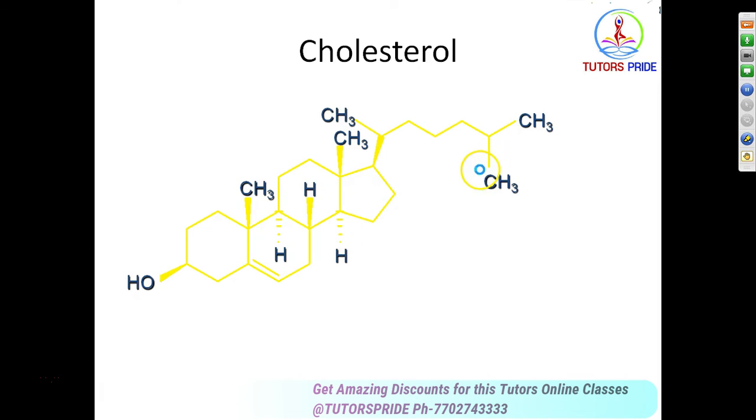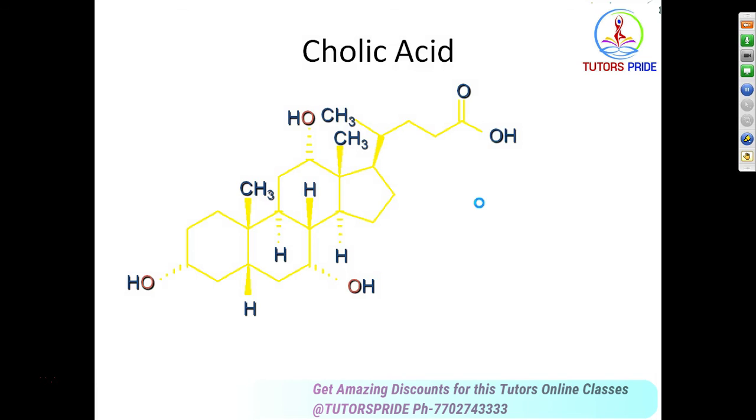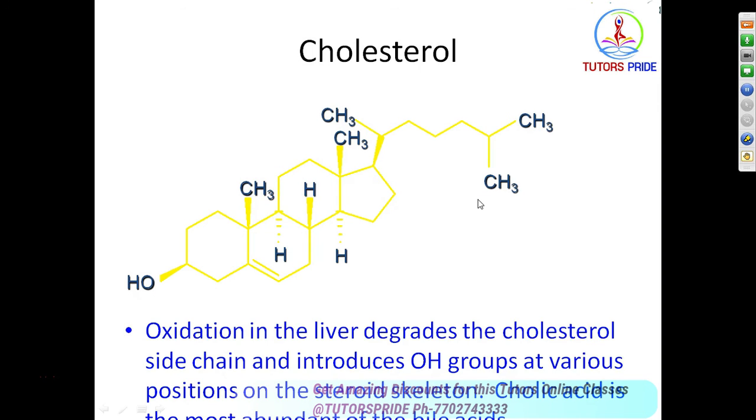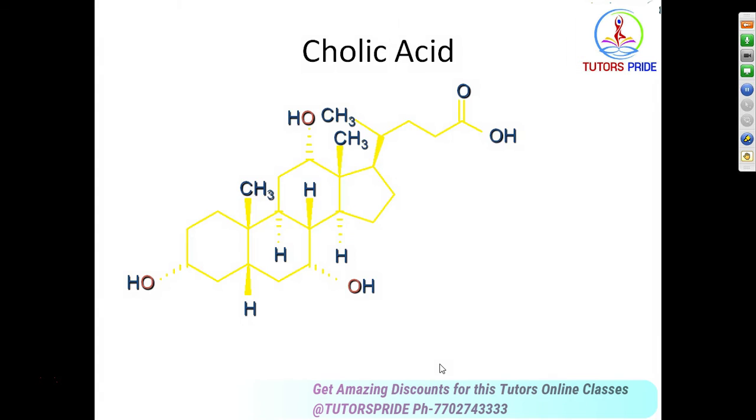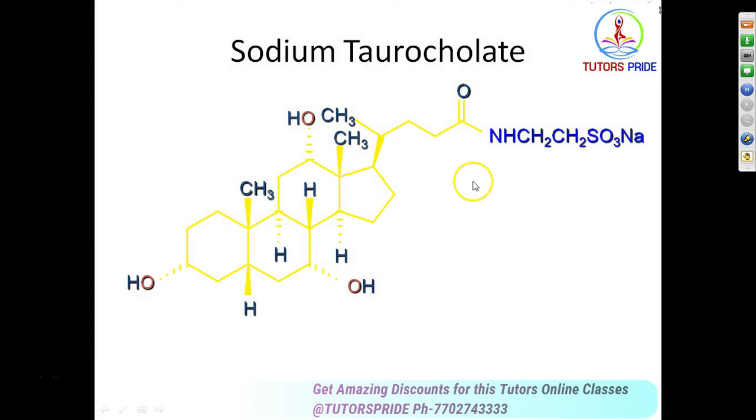Bile acids are also synthesized from cholesterol. How are these formed? Oxidation in the liver degrades the cholesterol. Due to oxidation, the cholesterol will be converted into cholic acid, and cholic acid is the most abundant form of bile acid. Then cholic acid amides will form, so that will be the bile acids.